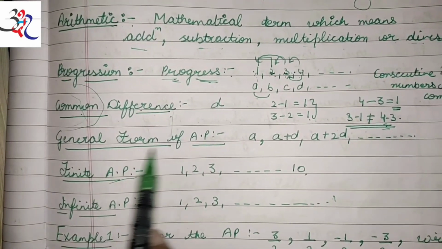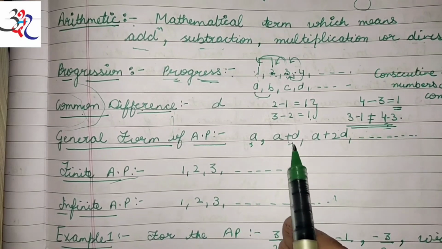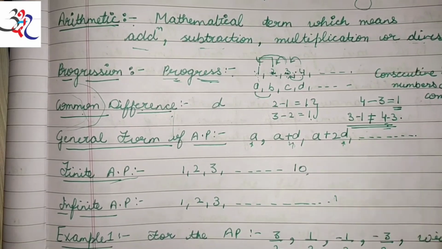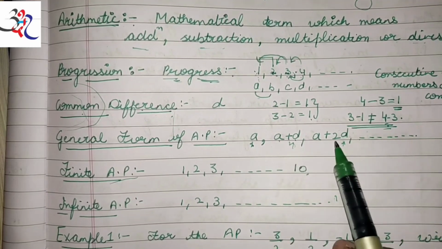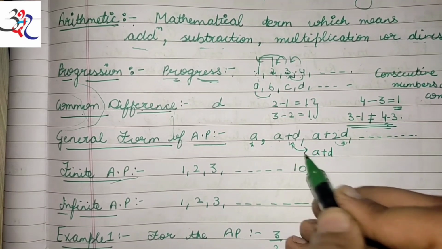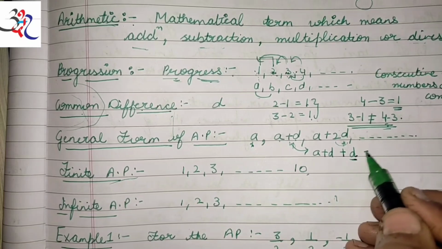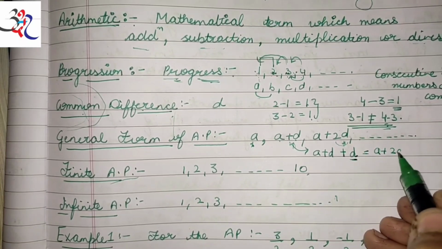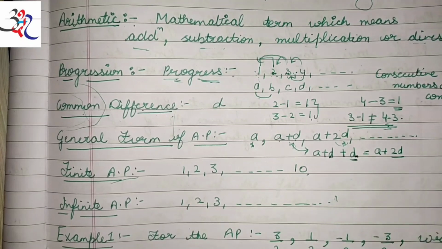Now what is the general form of AP? In the general form of AP, you can see that I am always adding this common difference to the next term. First term is A, next term is plus D, and the third term is again plus D. A plus D was my second term, and then if I add this common difference again to the second term, I will get A plus 2D.